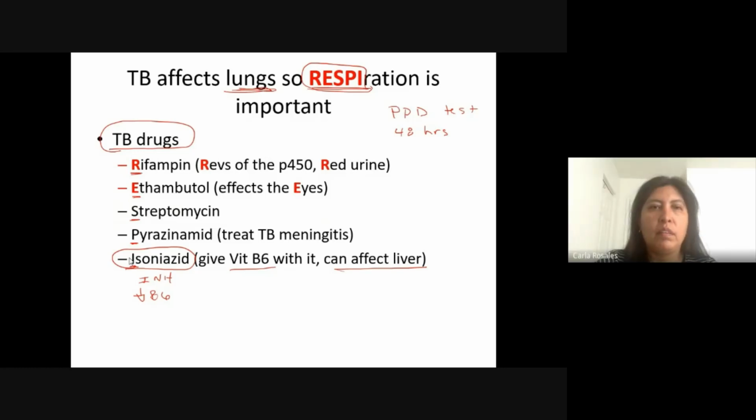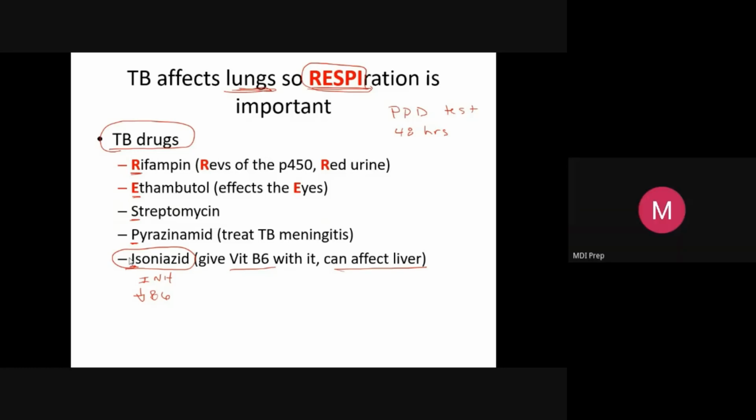The ones they would want you to know about on the test are rifampin and isoniazid, those two for sure. The thing they ask about with rifampin is the side effect that it revs up, or speeds up, which is to say induces, the P450 of the liver.